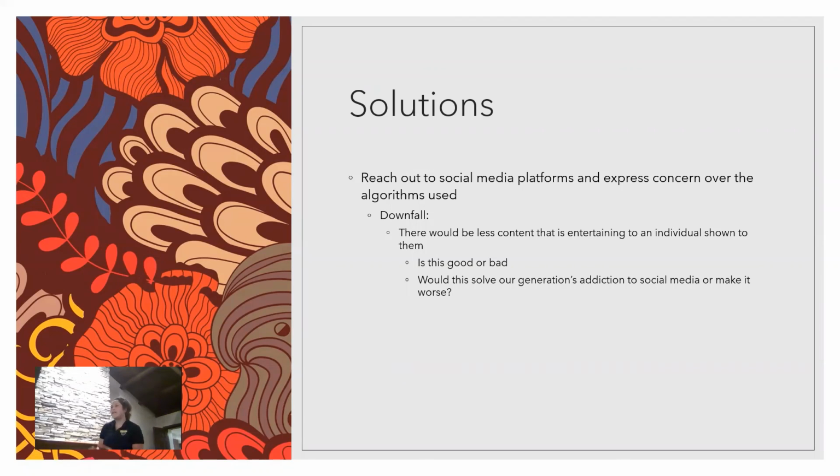The problem with getting rid of an algorithm is that would it cause us to spend more time on social media looking for something that we enjoy, or would it completely turn us off from enjoying social media because we wouldn't be seeing things that we enjoy?